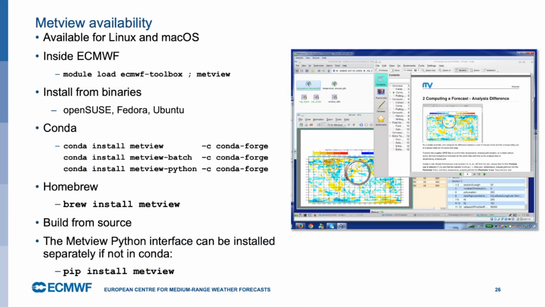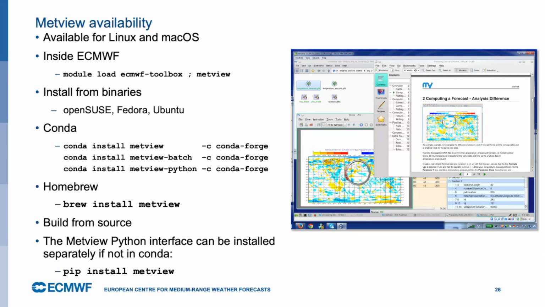I think the last slide before we go into that is just to explain how you get it. When we're inside ECMWF and running on Atos, like ecCodes, if you just do module load ecmwf-toolbox, then that exposes the Metview command to you, and you can run it. Some Linux distributions have native binaries, with apt-get install, zypper install, and so on. We're not in charge of those installations of Metview, but last time I looked, they're reasonably up to date.